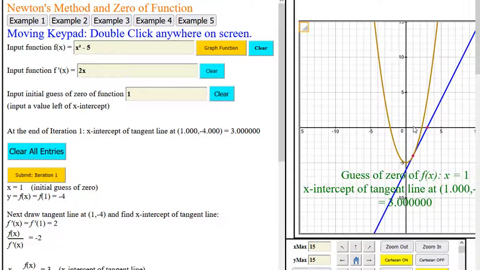So this is 1, and when x is 1, y is negative 3. Then we would find this tangent line, and find the x-intercept of the tangent line, and use that as the new guess of the zero of the function. We repeat this process until the x-intercept is real close to the zero of the function. So, doing it manually.